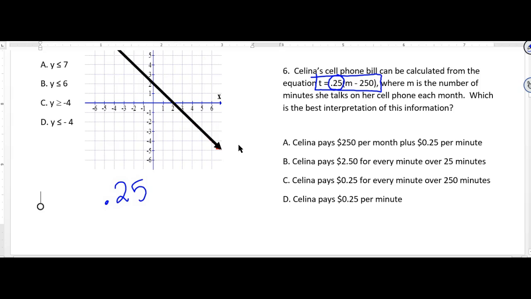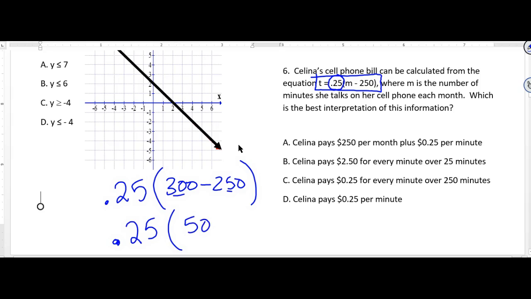So let's say, for example, that she talked for 300 minutes. That's going to be my equation. Well, I'm not multiplying a quarter times 300. I'm multiplying a quarter times, if I subtract that, I get 50. So she's only paying for 50 minutes, 25 cents per minute for 50 minutes. What this minus 250 is really telling me is the first 250 minutes are free. If you talk up to 250 minutes, you subtract them all and you don't pay anything. It's only after 250 is when you start paying.